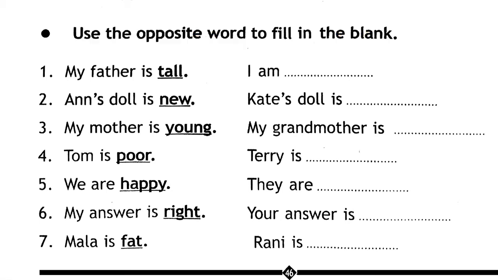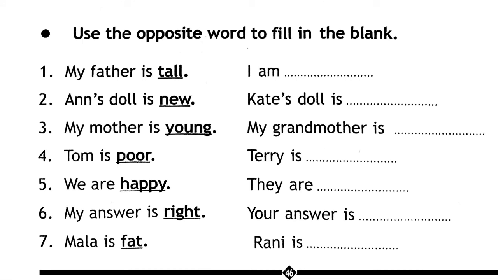Now you can see the first sentence. In all the sentences, they have underlined the word that we should write the opposite of. My father is tall. So you can see they have underlined the word tall. Now we have to find the opposite word for this word tall. They have given us I am and a blank. So what is the opposite word of tall? Short. So you will write the word short here. So what is the sentence then? I am short. So the first one is my father is tall, I am short.